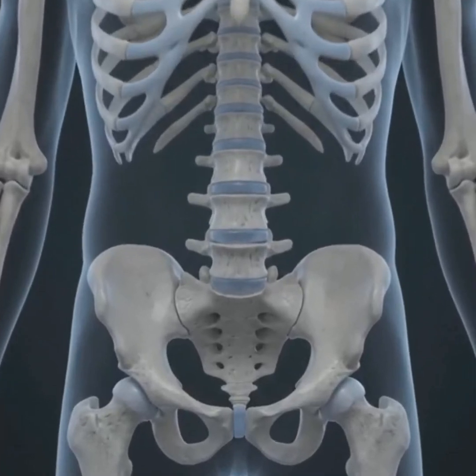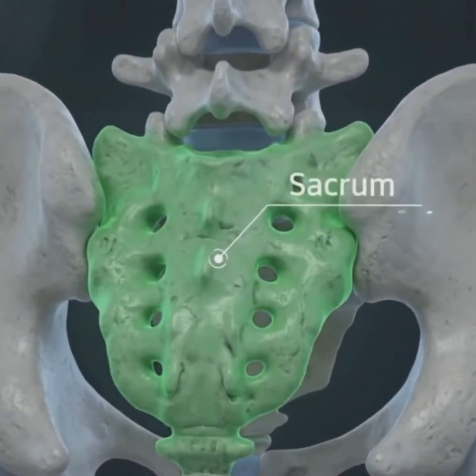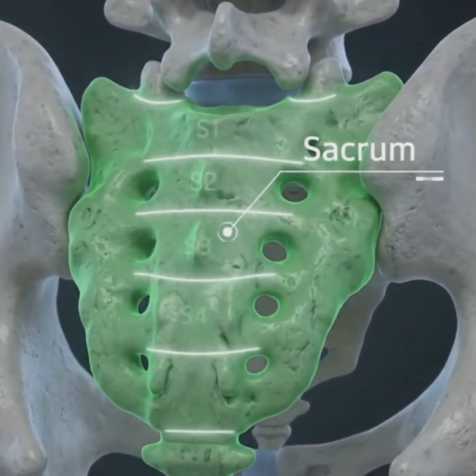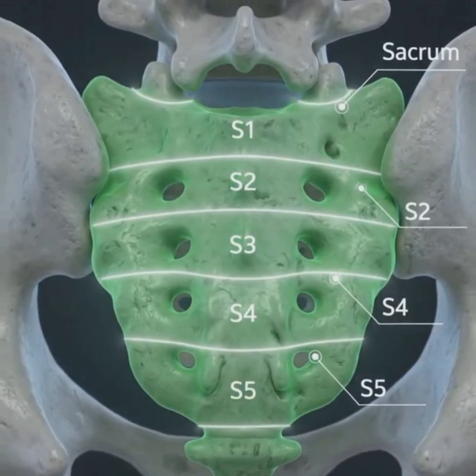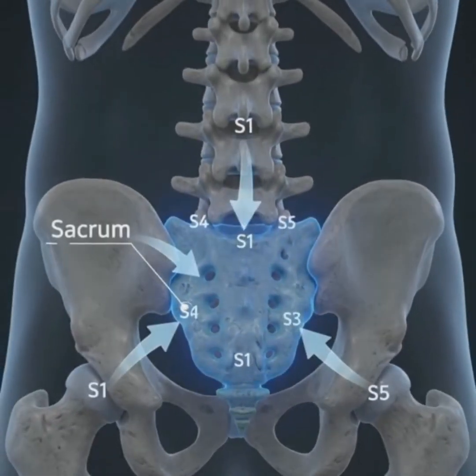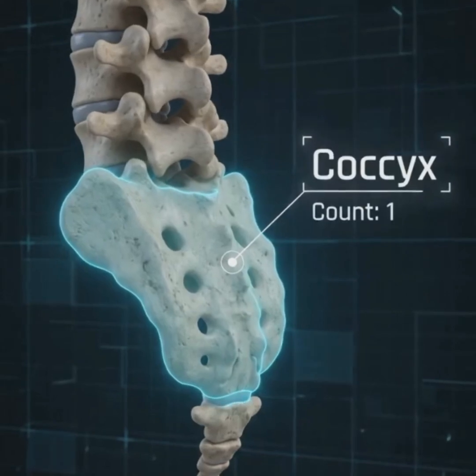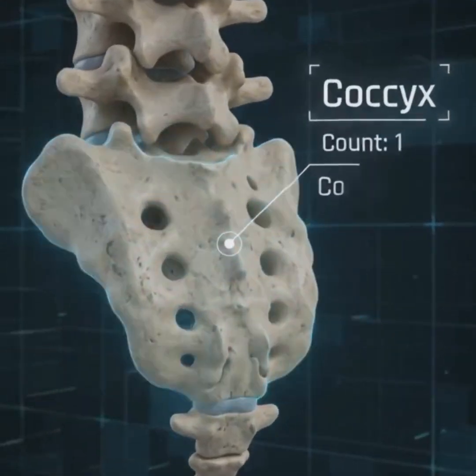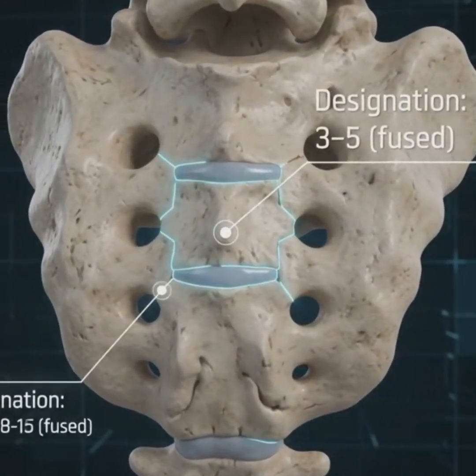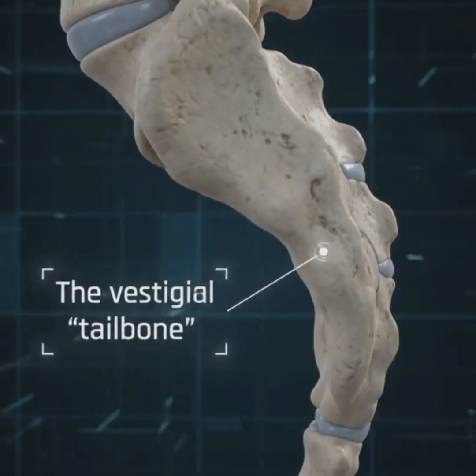The vertebral column includes the sacrum. Located at the base, it is a single triangular bone. It is formed by the fusion of S1 through S5. This structure connects the spine to the pelvic girdle. Let's examine the coccyx, a single bone formed from fused segments. It consists of 3 to 5 fused vertebrae, known as the vestigial tailbone.